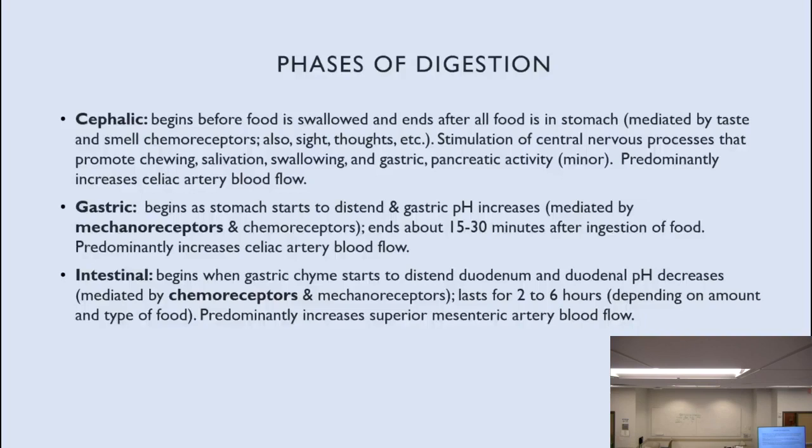This phase lasts longer, notice from 2 to 6 hours, because it depends on what we are eating. If you simply have a glass of milk or an orange juice, that's going to last for 10 minutes and you're going to say, what else, I'm hungry again. But if we eat something that has lots of fat and protein, that intestinal phase may be extended for very long. And now notice that there is a change in the blood flow. Now instead of the celiac artery that goes to the stomach and liver, we have the superior mesenteric artery. It's the one that has the greatest blood flow now.